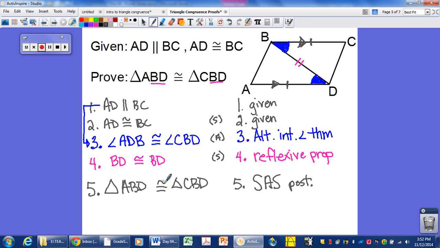triangles. So hopefully you're getting the hang of this now, looking for the things that you need to look for. Write down your given information. From your given information, what do you know? This came from your picture, and you had enough information to say that the triangles are congruent.